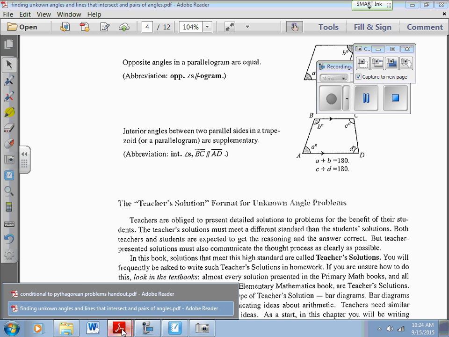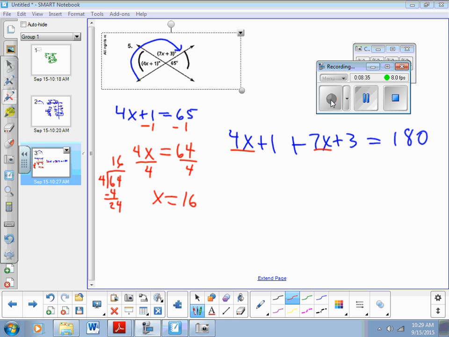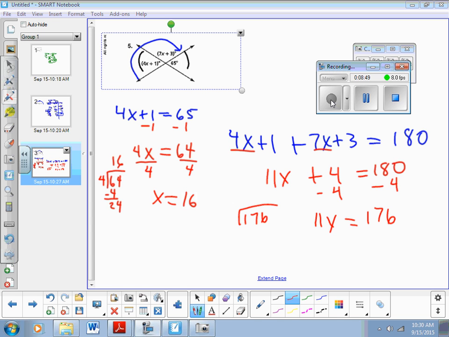So please, you guys gotta put effort into this. You get 11x plus 4 is equal to 180. Subtract the 4 from both sides. You get 11x is equal to 176, I believe. 176 divided by 11. 6 times 6 is 66. And you still get x equals 16. Okay?